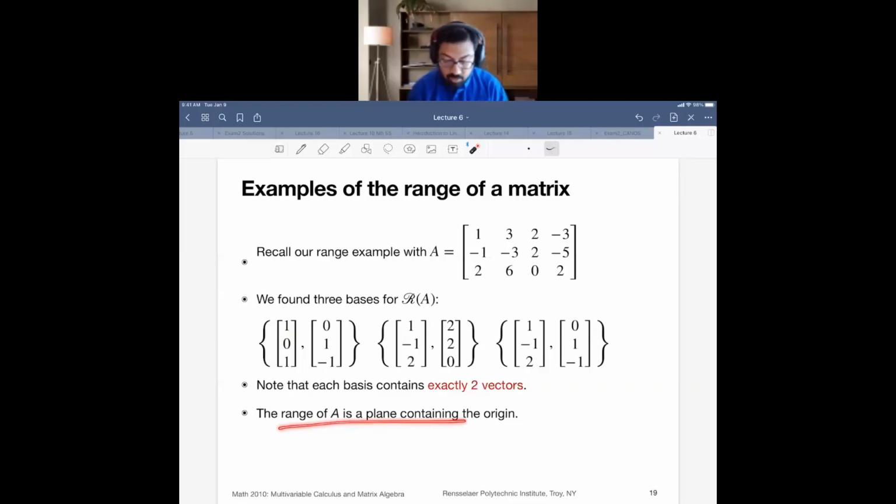The range of A is going to be a plane containing the origin, right? So we saw that if that plane doesn't contain the origin, then it would not qualify as a subspace. But over here with 2 vectors, you will be able to span the entire plane containing the origin.